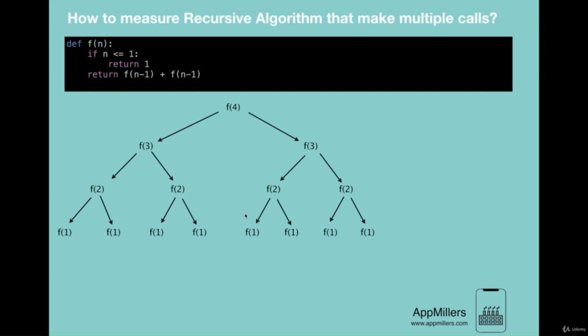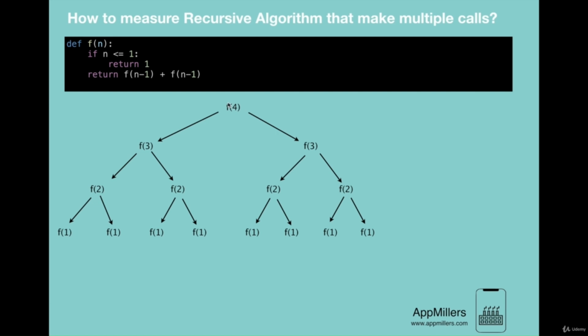So what does this number tell us? If you look at this tree, we see that the depth of the tree is 4. This is the first level, then second, third, and fourth. Which means that for our function f(n), the depth will be n. In this tree, each node has 2 children. f(4) has 2 children of f(3), each f(3) has 2 children of f(2), and each f(2) has 2 children of f(1).